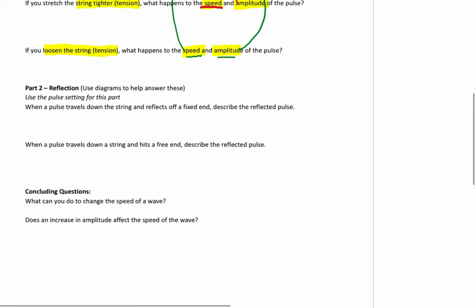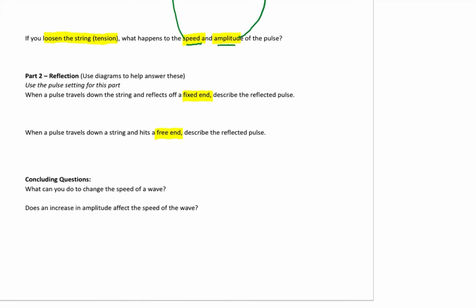Part two, you're going to reflect the pulse off different ends. So send a pulse down the Slinky, have it reflect off a fixed end, and tell me what happens. What does it look like after the reflection compared to before the reflection? Then switch it to a free end and do the exact same thing. What happens to the pulse after hitting a free end? Compare before the reflection to after the reflection. And then that's it really for the lab. Just write a couple sentences to wrap it up.